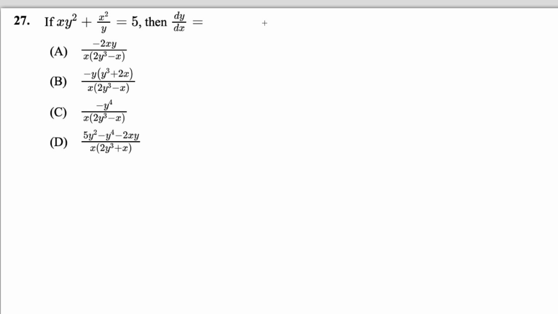Implicit differentiation problem. I'm going to go through it. So basically, we just need to be careful with how we apply the rules for differentiation here. We need to notice that there's a product rule and a quotient rule in this problem. So let's go ahead and get started.